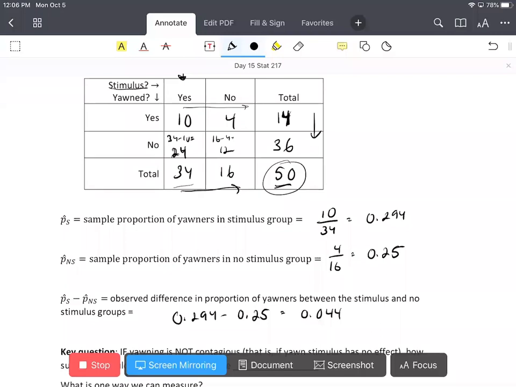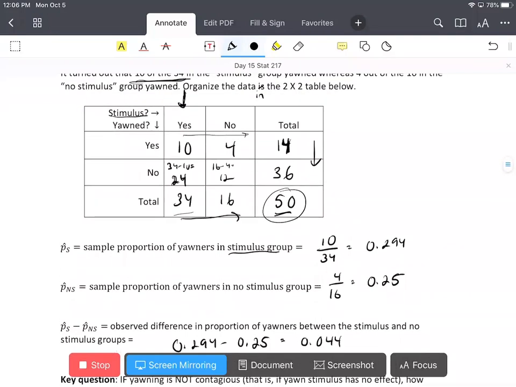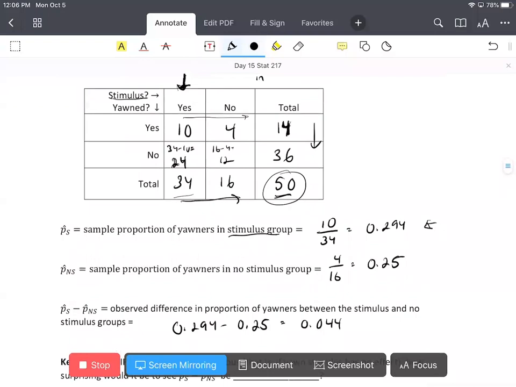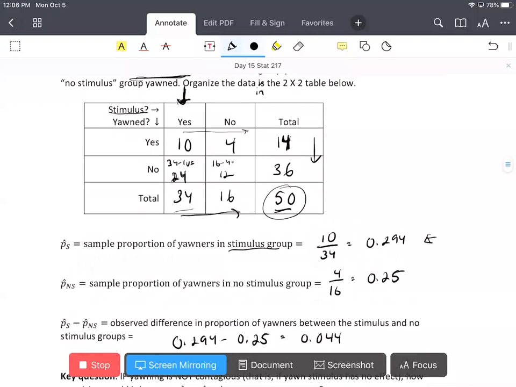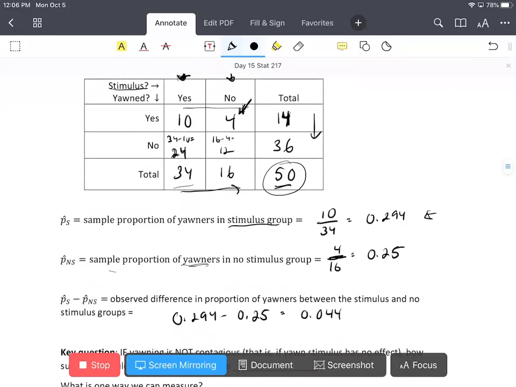So p hat sub s, sample the proportion of yawners in the stimulus group. As soon as I see in the stimulus group, I know I'm going to want to go and look at this first column. We know we had 10 out of the 34. Of course, I used my calculator and I got 0.294. In the no stimulus group, we want to know the sample proportion of yawners. All right, so we're going to look at no. There were 16 total. 4 did not yawn. We see that right there. 4 did not yawn, do the division, and we get 0.25.